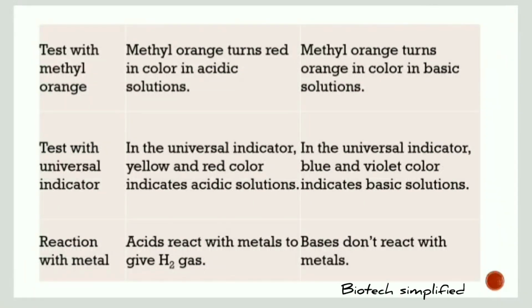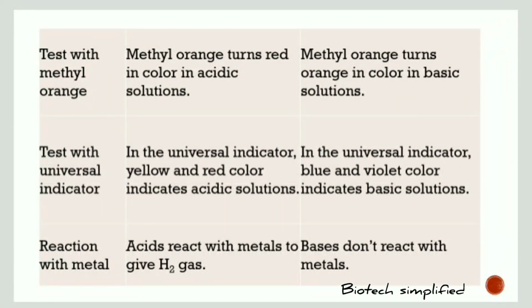Now let us discuss the test with methyl orange. Based on the test of methyl orange, we can differentiate an acid from a base. That is, methyl orange turns red in acidic solution, whereas it turns orange in basic solutions. Now let us discuss the test with universal indicator. The yellow and red colors indicate acidic solutions, whereas the blue and violet colors indicate basic solutions.